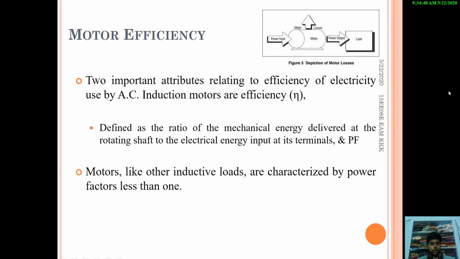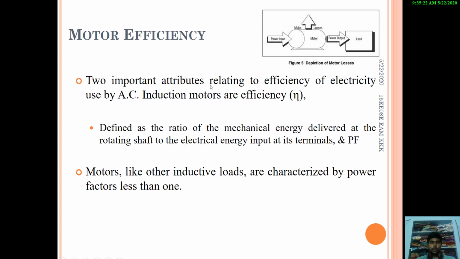Generally, what is efficiency? Efficiency is defined as the ratio between output power and input power. But in a motor, the efficiency is defined as the ratio of output divided by output plus losses. That is, what are the losses in between the input and output? In between the input and output, there will be some losses. Those losses plus output will give the input power.